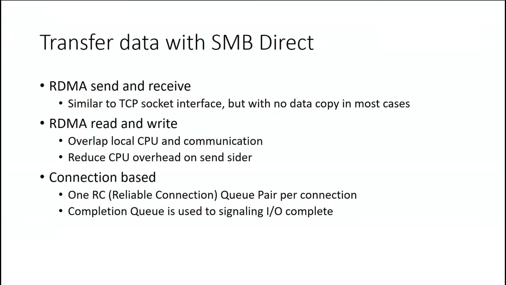Second, SMB Direct is connection-based. This is also similar to TCP. In SMB Direct, one RC QP pair is created per connection, and a completion queue is used to signal I/O completion. The reason we use RC is that RC is always reliable and always in-order delivery, and that simplifies the protocol significantly when the I/O is in transit.